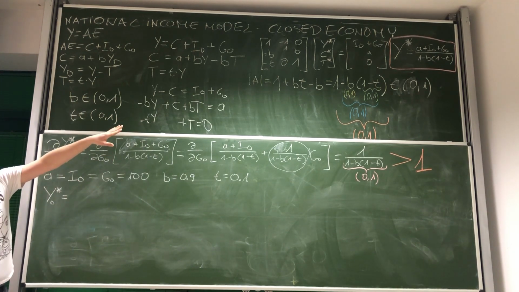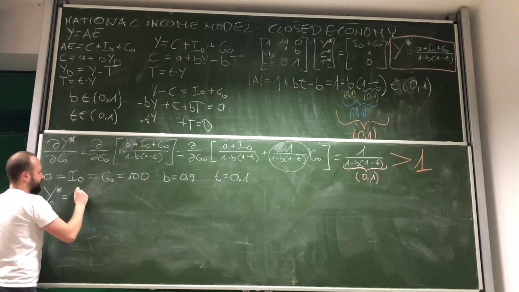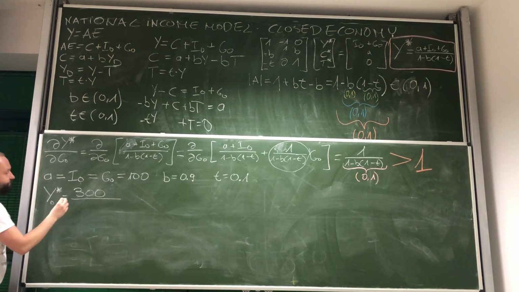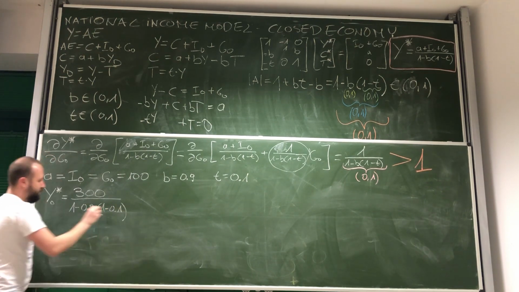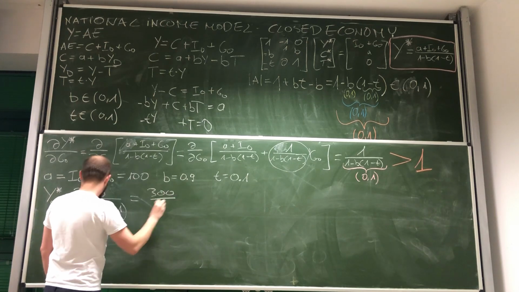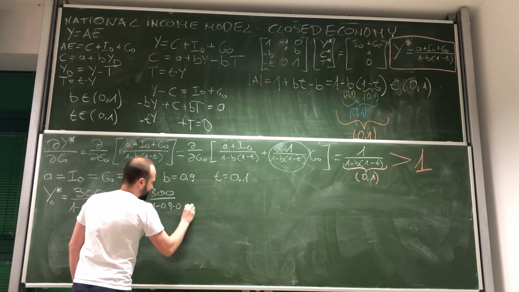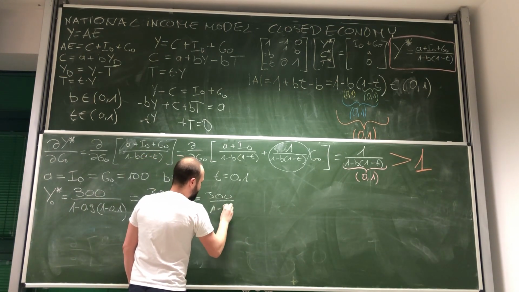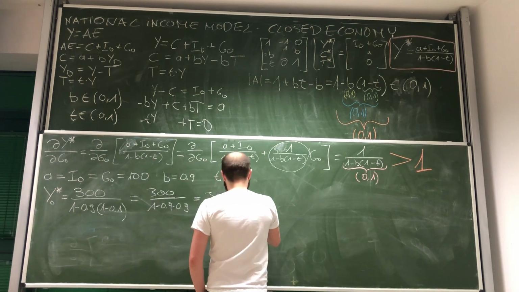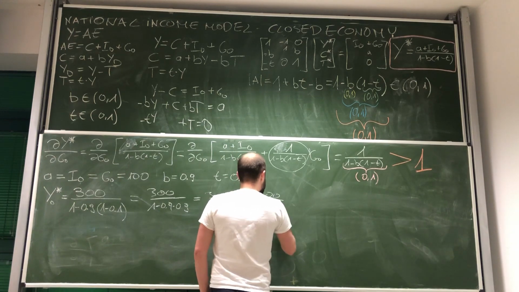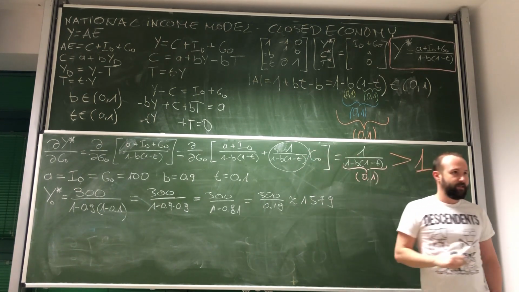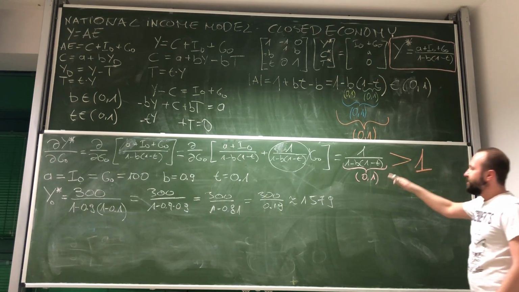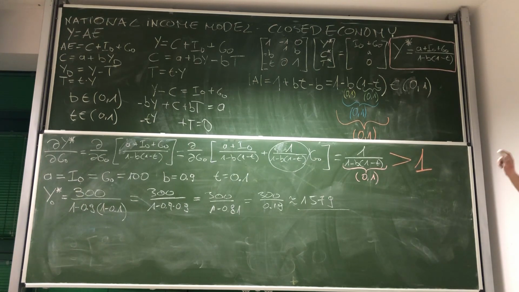We know that the equilibrium level of income is given by this formula, so we add 100, 100, 100, we get 300, and we divide by 1 minus 0.9 times 1 minus 0.1. So this is 300 over 1 minus 0.9 times 0.9, which is 300 over 1 minus 0.81, and this is 300 over 0.19, which is approximately 1,579. So given those parameters of the economy, we were able to calculate the equilibrium level of GDP.